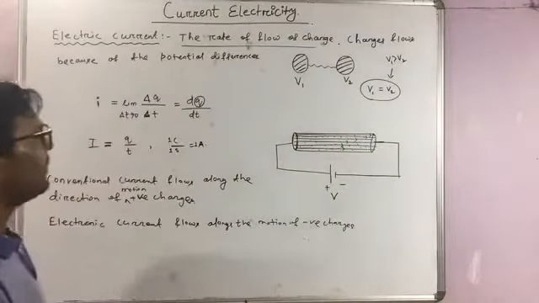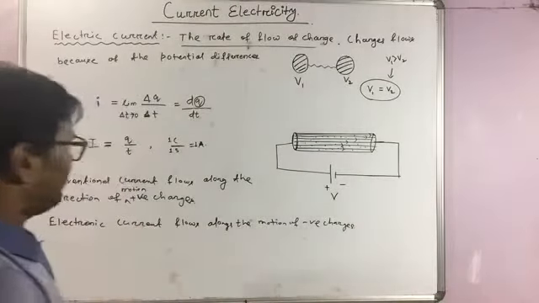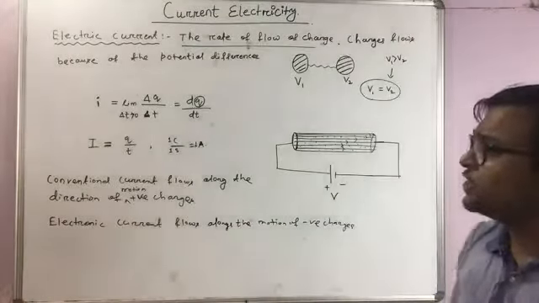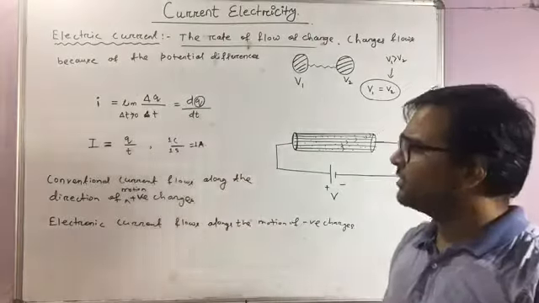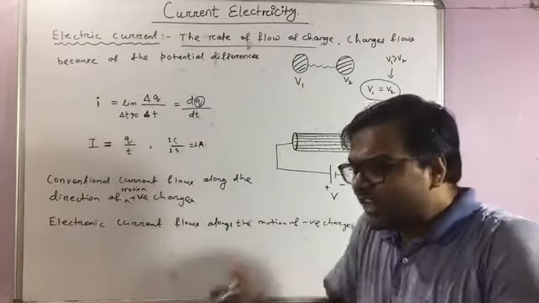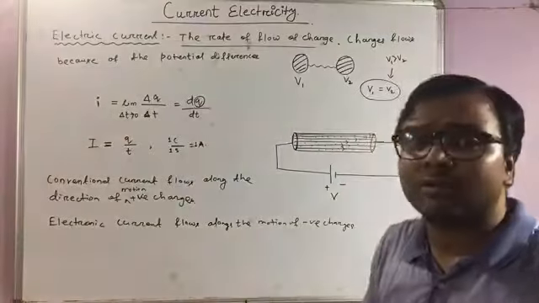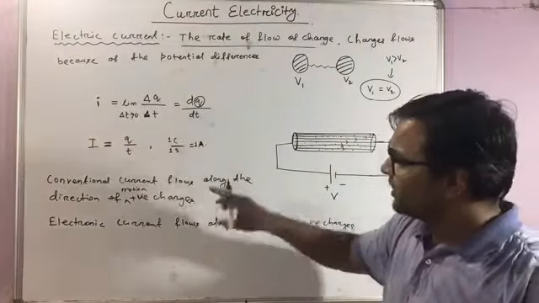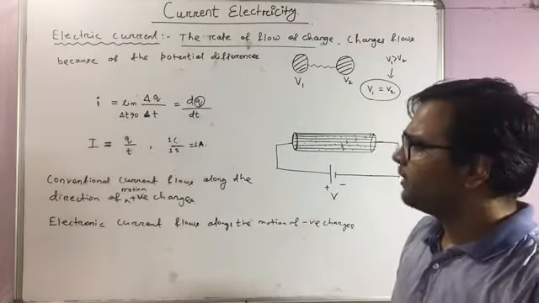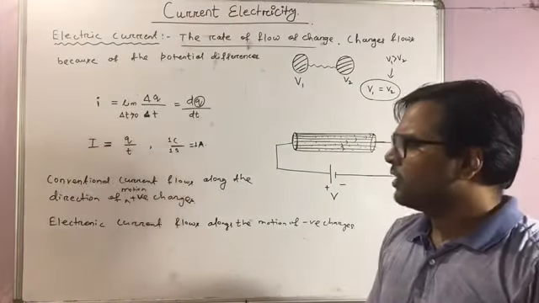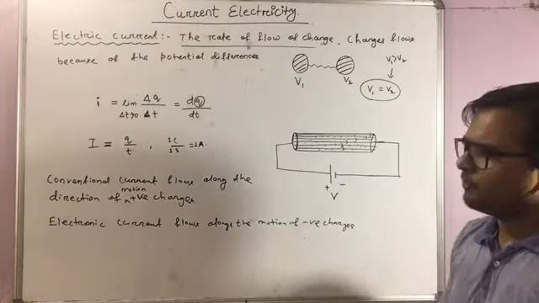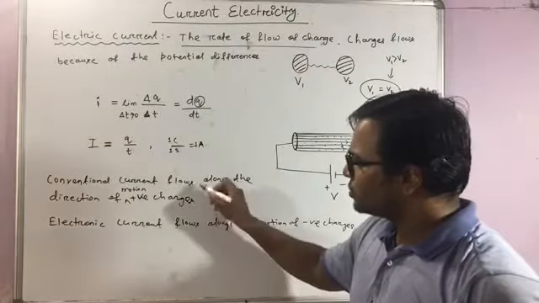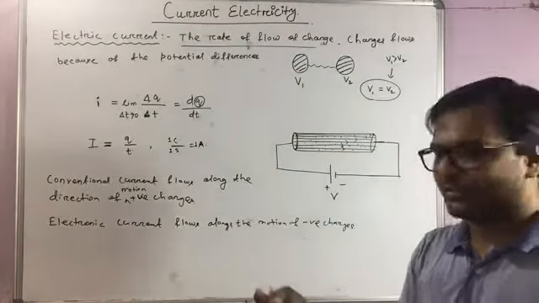Good. Now we must assign a direction to the current flow, because it's a flow of charge. In which direction will we take the direction of the current flow? Suppose you have a conductor. Basically, we have two directions of current flow. One is called the conventional current flow and the other is the electronic current flow. What is the basic difference? See, these two exist because of the nature of the charges.